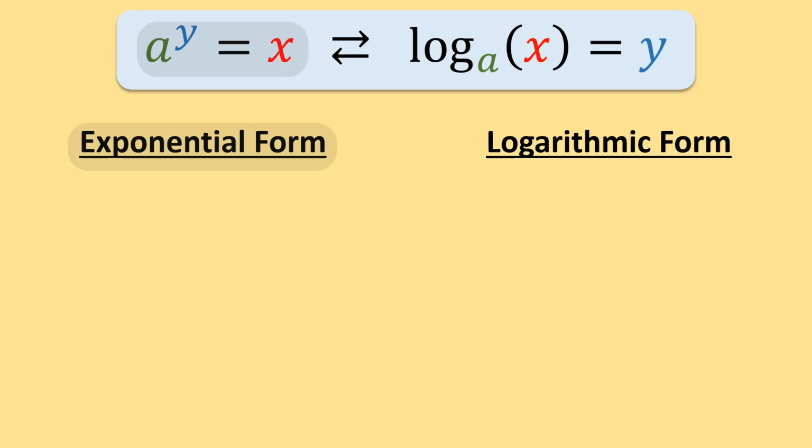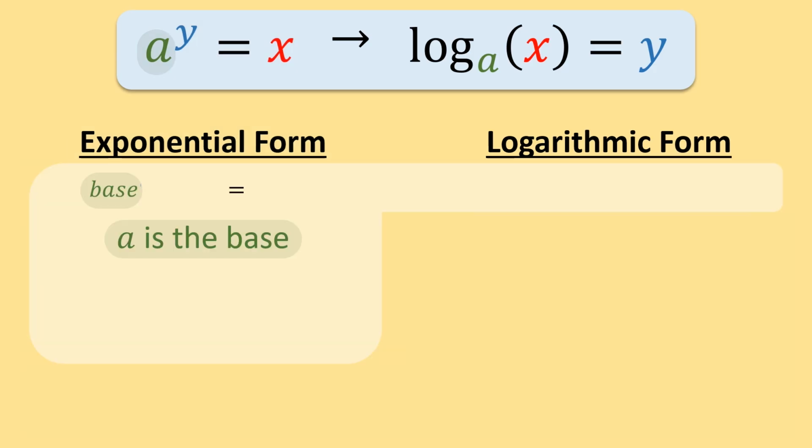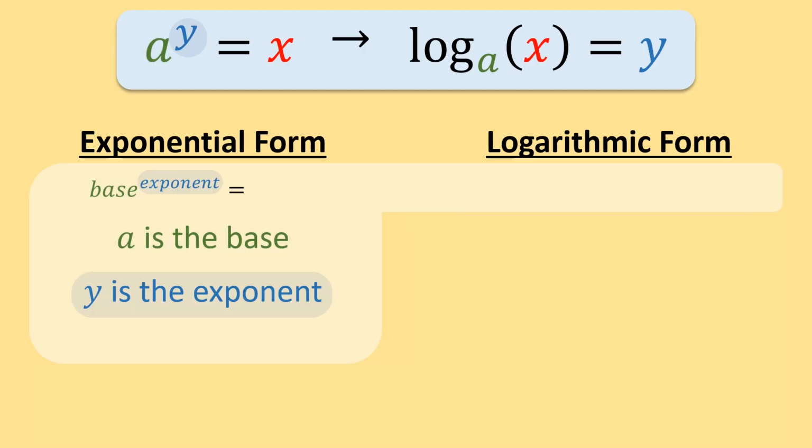The value being raised to a power we refer to as the base of the exponential equation. The power of the base we call the exponent. What the base raised to the exponent is equal to we refer to as the result of the equation.